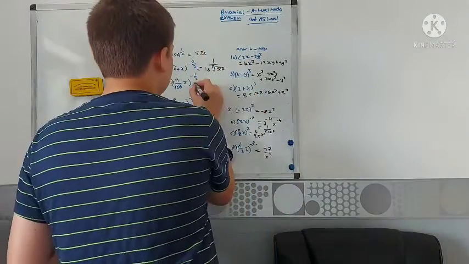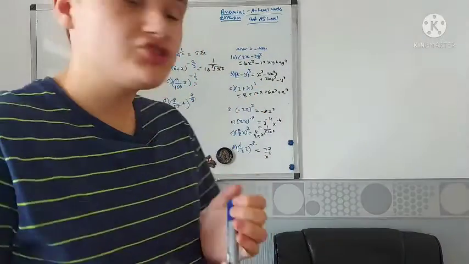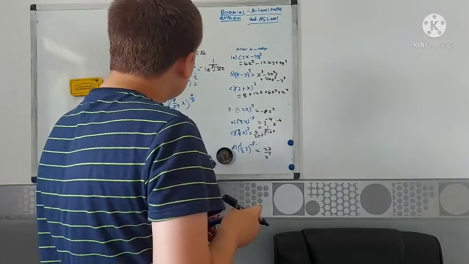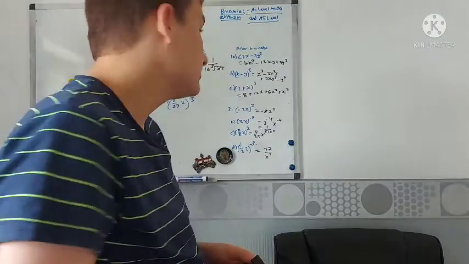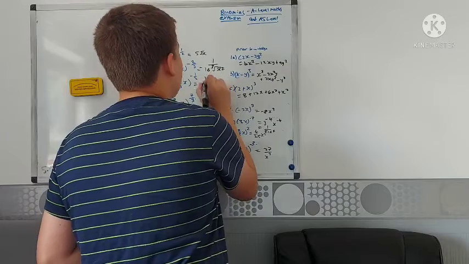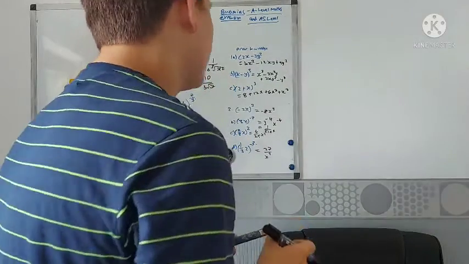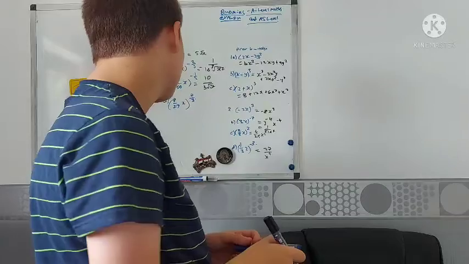Part C. To do part C, we've got 9 over 100x all to the power of minus a half. So I will end up with 10 over 3 root x, should I say. Alright, so we can do C.